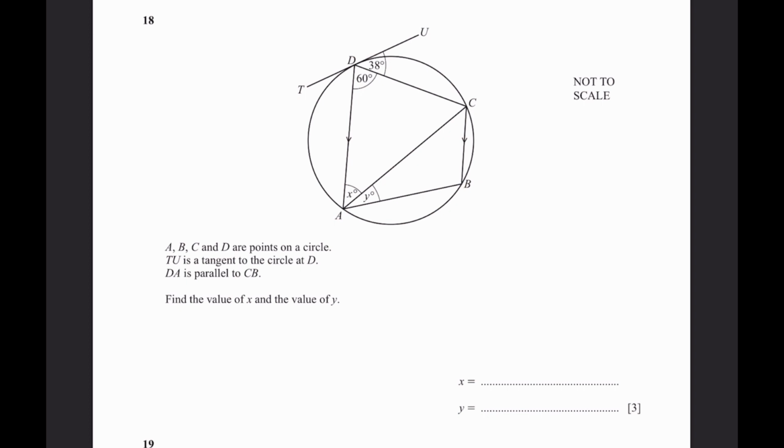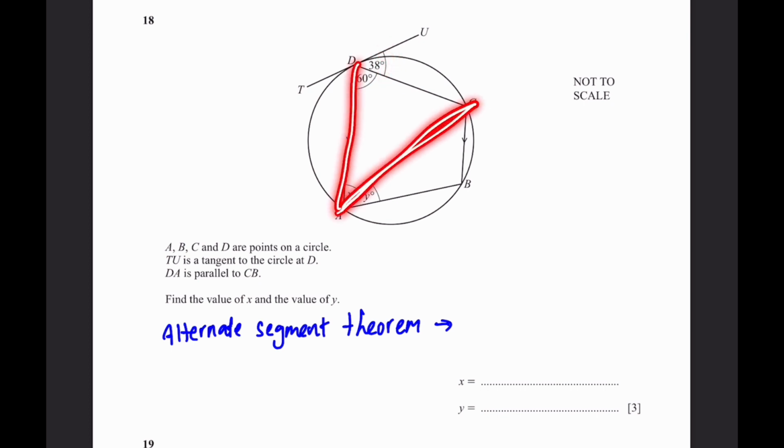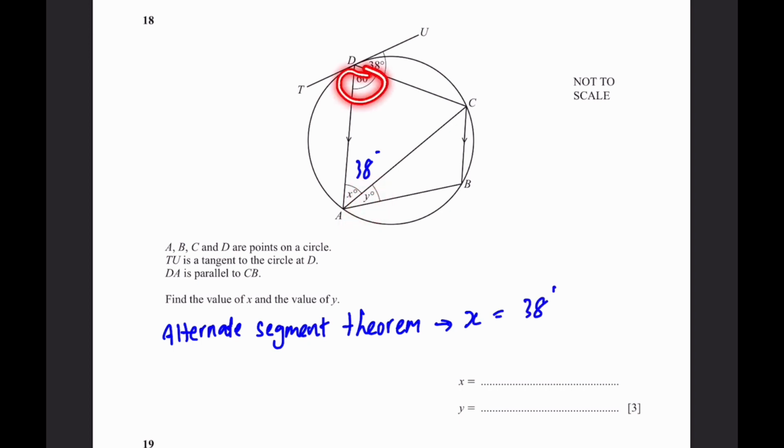So first thing we can realize is that using the alternate segment theorem, which is a theorem in circle geometry, the angle from a tangent to a chord is the same as the angle in the opposite segment, which means the angle connected by the two lines connecting the chord. That means x is equal to 38 degrees. Now what about y? Because this angle and this angle are both equal, because this is a cyclic quadrilateral, that means y is equal to 60 minus 38, the x value, which is 22 degrees. That's why x is 38 and y is 22. That's the answer.